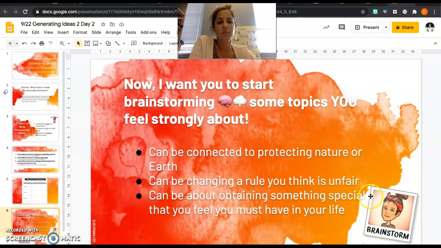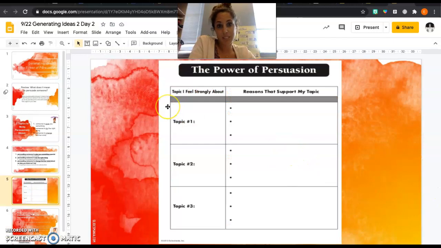And then it can be about obtaining something, so acquiring something special that you feel you must have in your life. Now you're going to really want to think about having strong evidence. You want to convince your reader that you should have it and why, right? So I have come up with some examples of topics I feel strongly about. And so I want you to follow along as I am thinking aloud and brainstorming aloud.